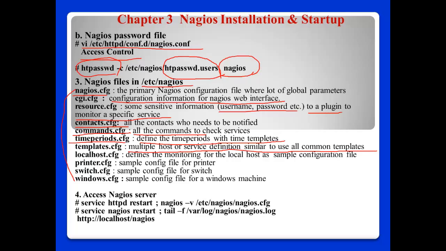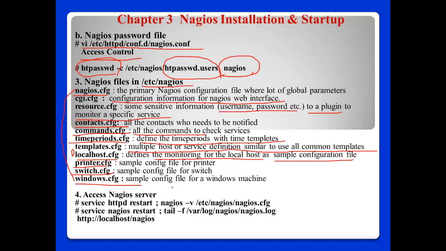So time period, command or contact, this kind is a kind of template. And localhost.cfg, normally this one defines the monitoring for only localhost as a sample configuration file. So if we are successful in installing Nagios, normally Nagios will supply this file as a sample configuration file. If we want to configure a printer, then we can use this one. If we want to configure a switch, then we can use this one. And if we want to configure Windows as well, we can use this file.